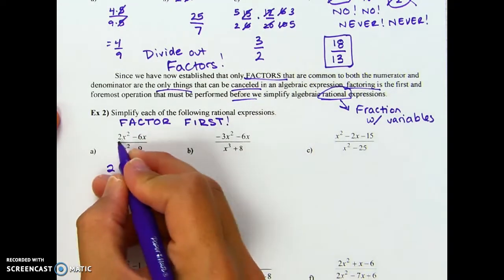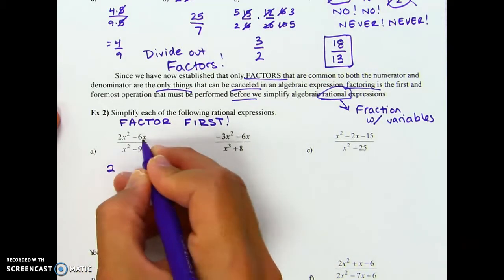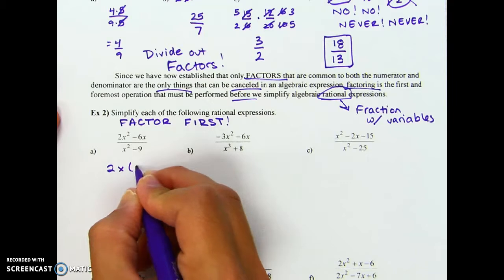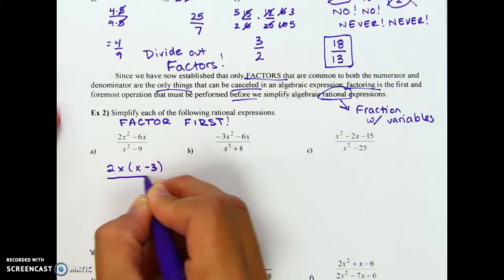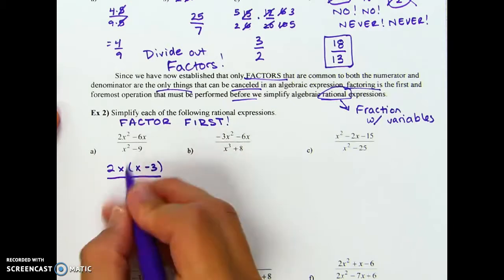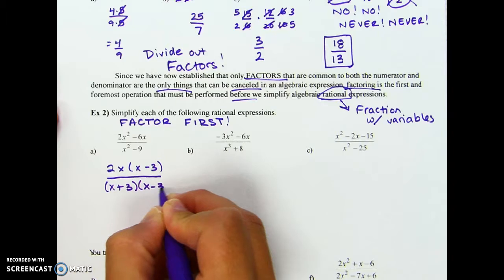Factor first. Ready? What's our common factor here? What's in the 2x squared and the 6x? 2x. So when we factor that out, we get 2x times x plus 3. And how do we factor x squared minus 9? x plus 3, x minus 3.